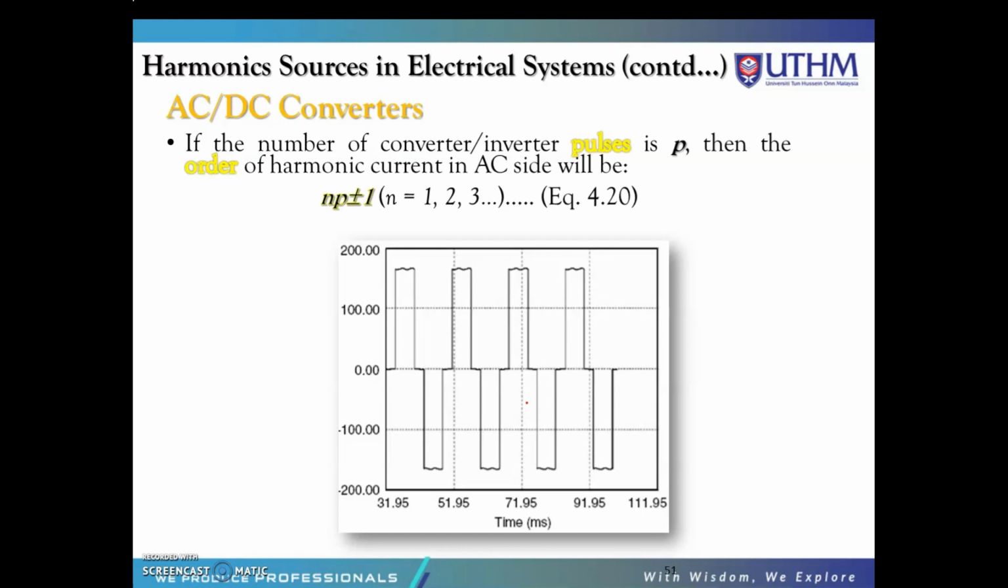Okay, and then we have AC-DC converters. If the number of converter or inverter pulses is P, then the order of the harmonic current on the AC side will be given by this equation, 4.20: NP plus minus 1.